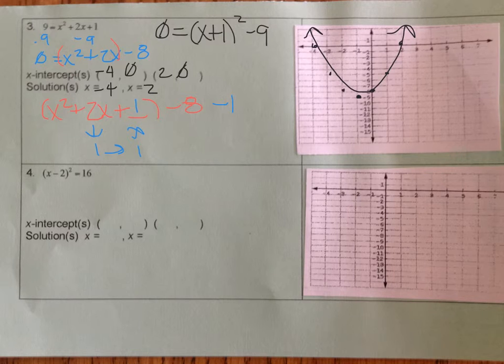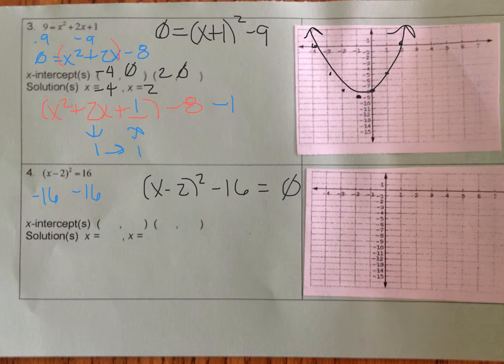For example number 4, we're taking a look at (x minus 2) squared is equal to 16. First question, is it set equal to 0? Since the answer is no, we're going to subtract 16 from both sides, and we're going to be left with (x minus 2) squared minus 16 is equal to 0. Now that it is in the correct format, I can graph.